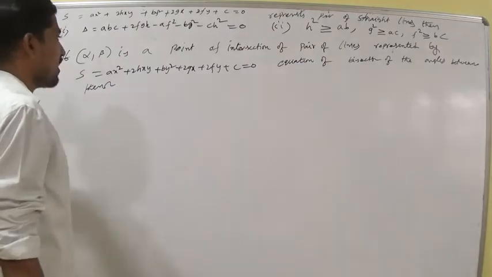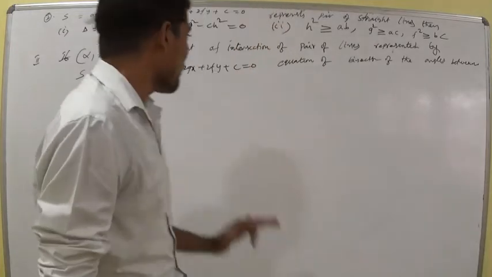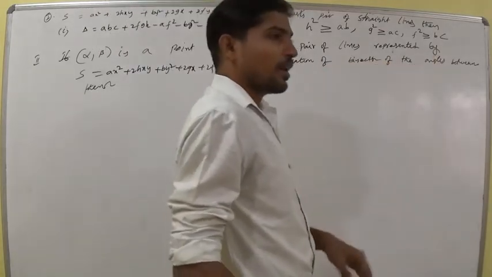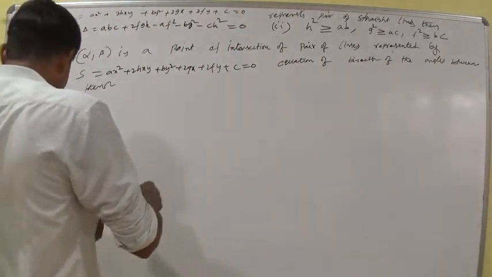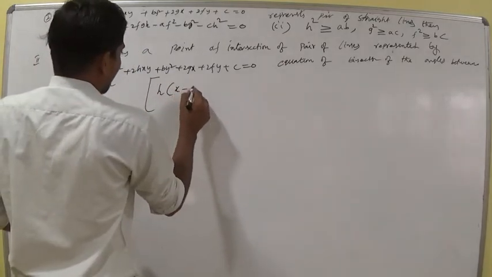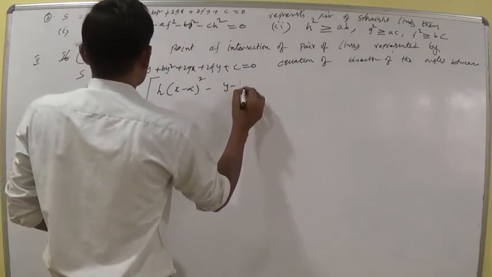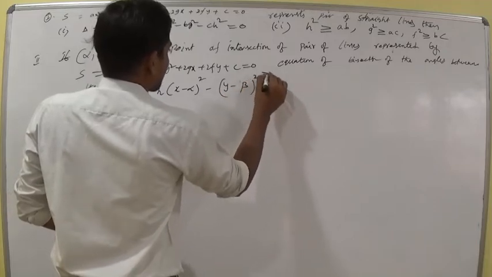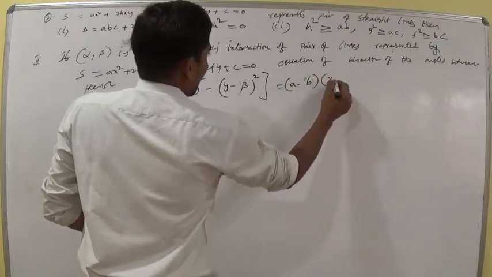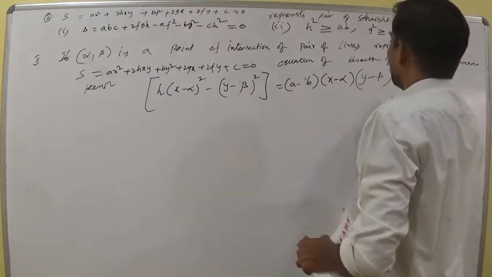If the intersecting point of the pair of lines is alpha comma beta, then the equation of the bisectors of the angles between them is h into x minus alpha whole square minus y minus beta whole square is equal to a minus b into x minus alpha and y minus beta, right?